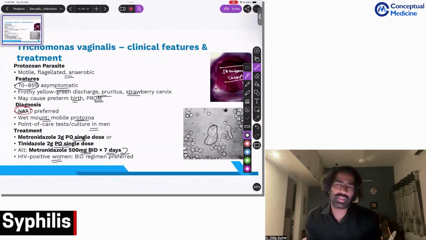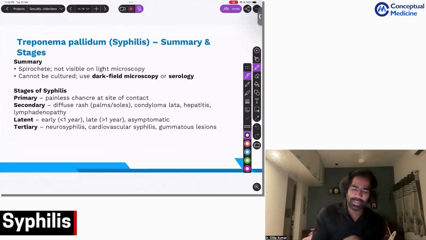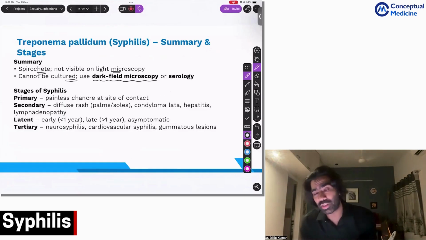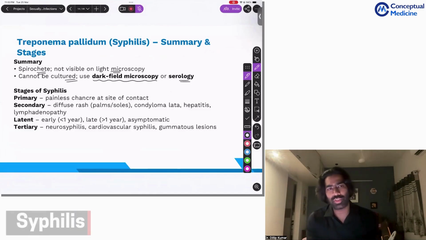So coming to syphilis, one of the oldest infections known to mankind. Syphilis is caused by a spirochete called Treponema pallidum, and it is not visible on light microscopy, and it cannot be cultured as well. And one has to use either dark field microscopy or serology for establishing the diagnosis.